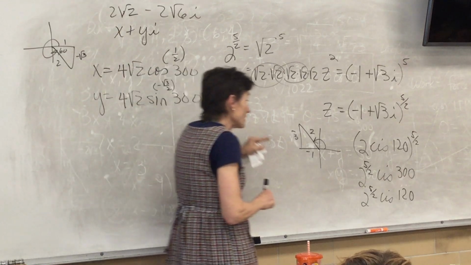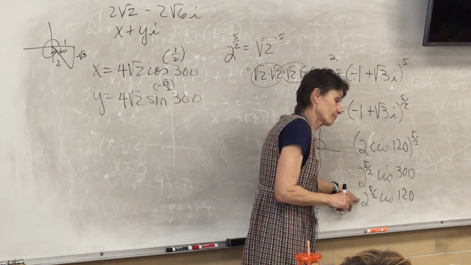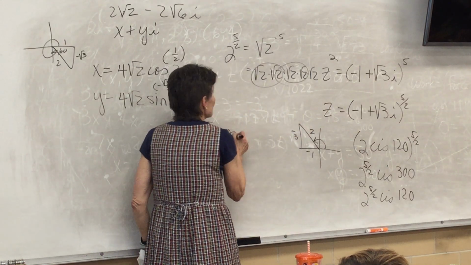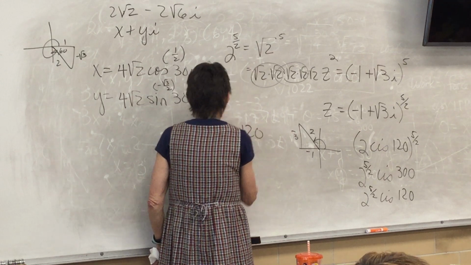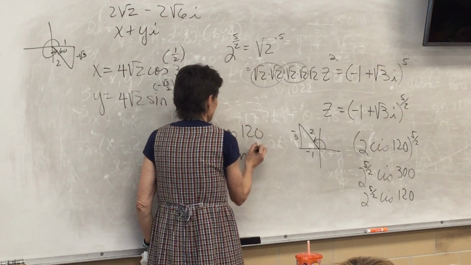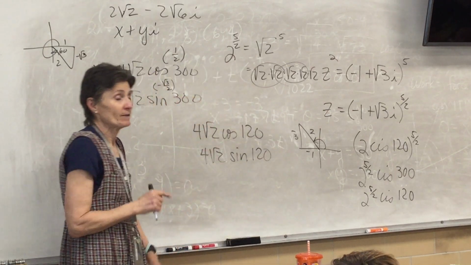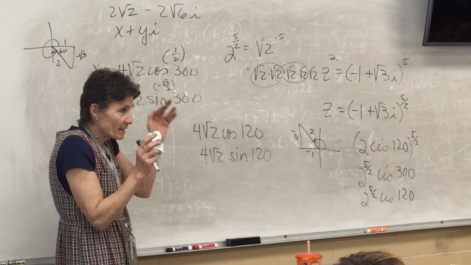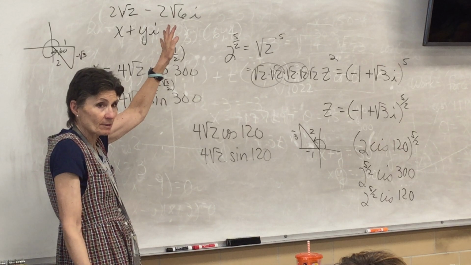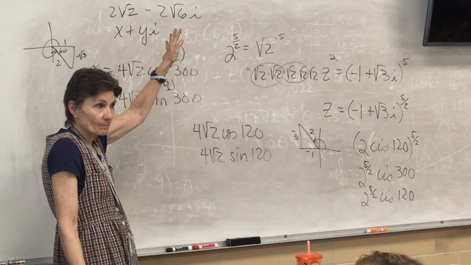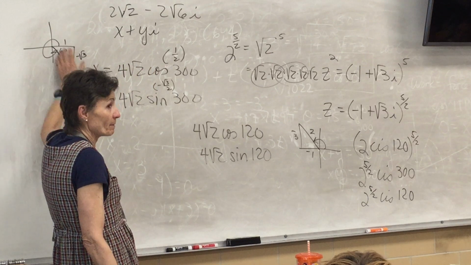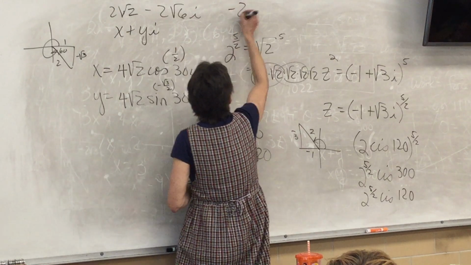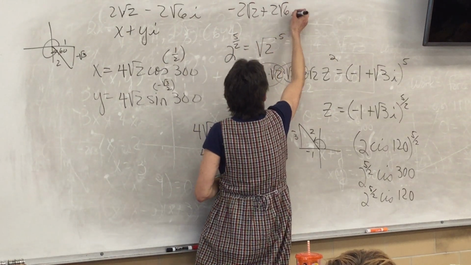Now, I need to do the same thing with the second one. So that's going to be 4 root 2 times the cosine of 120, and 4 root 2 times the sine of 120. But we've made this observation before. I want you to understand it only works with square roots. But because square roots are 180 degrees apart, this one's in quadrant 4, I'll be moving into quadrant 2. So that answer will be negative 2 root 2 plus 2 root 6i.